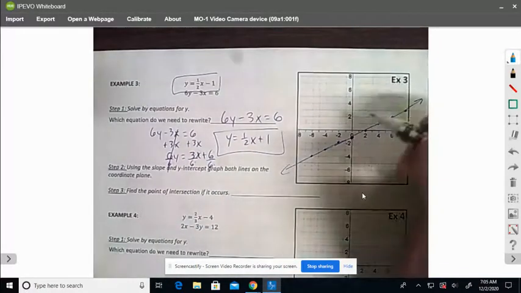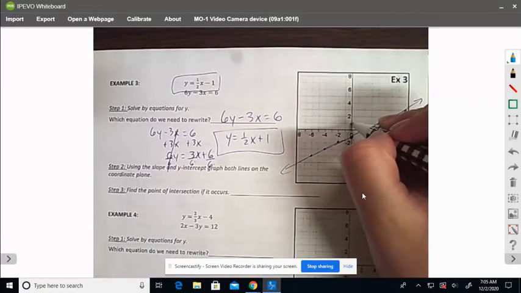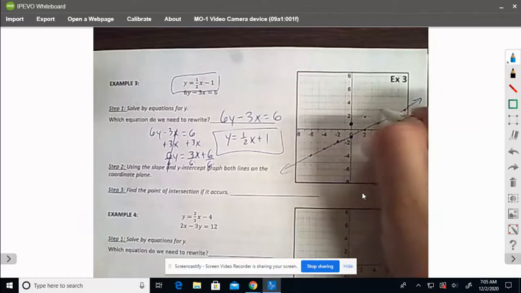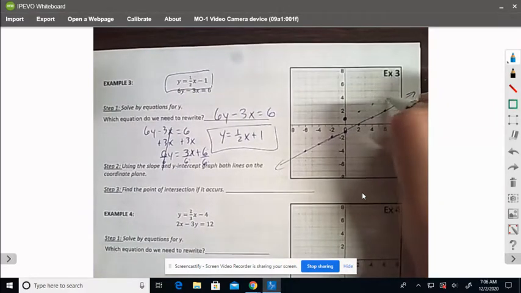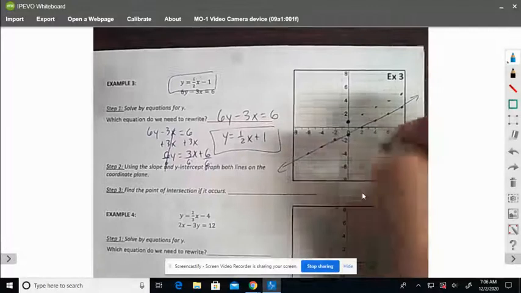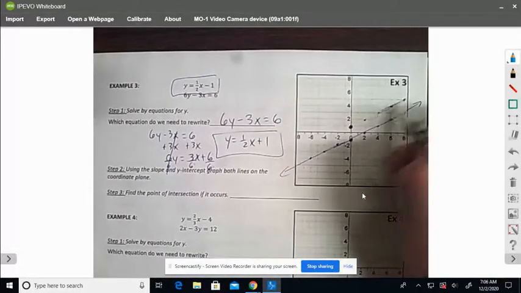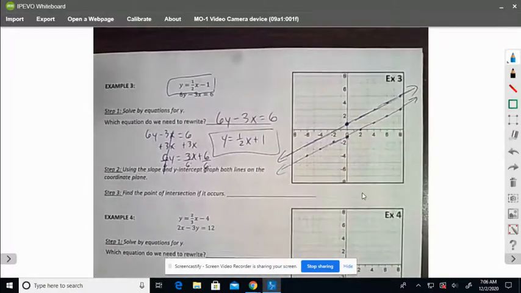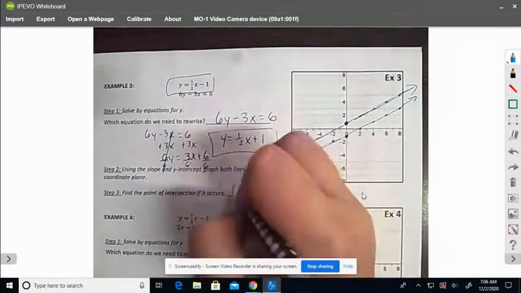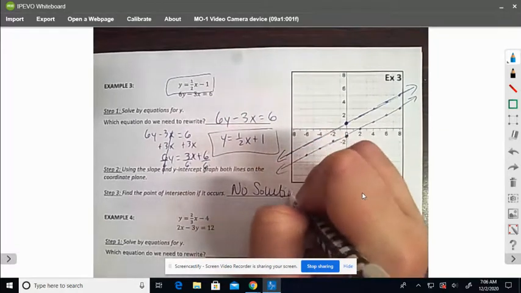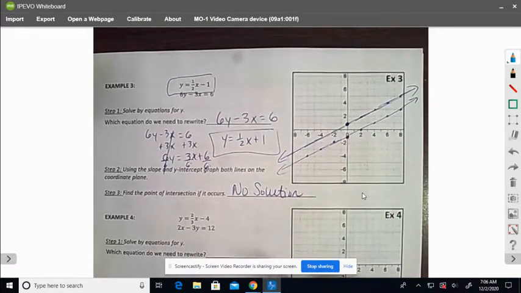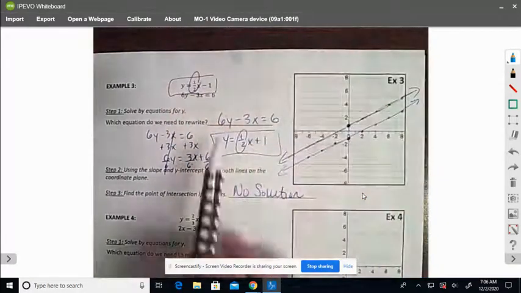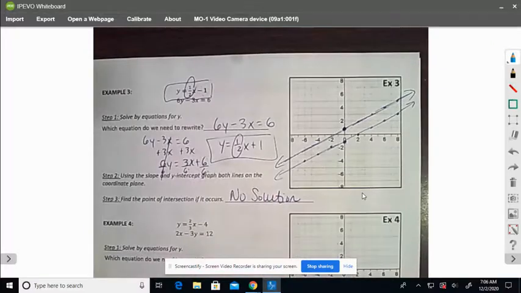Okay, now I'm going to graph this. My slope is a half, my y-intercept is 1, up 1 over 2, up 1 over 2, up 1 over 2, up 1 over 2. Now, these actually are parallel lines and they don't intersect, so there is no solution here. An easy way to tell there's no solution when it's in slope-intercept form is if the slopes are the same and the y-intercepts are different.